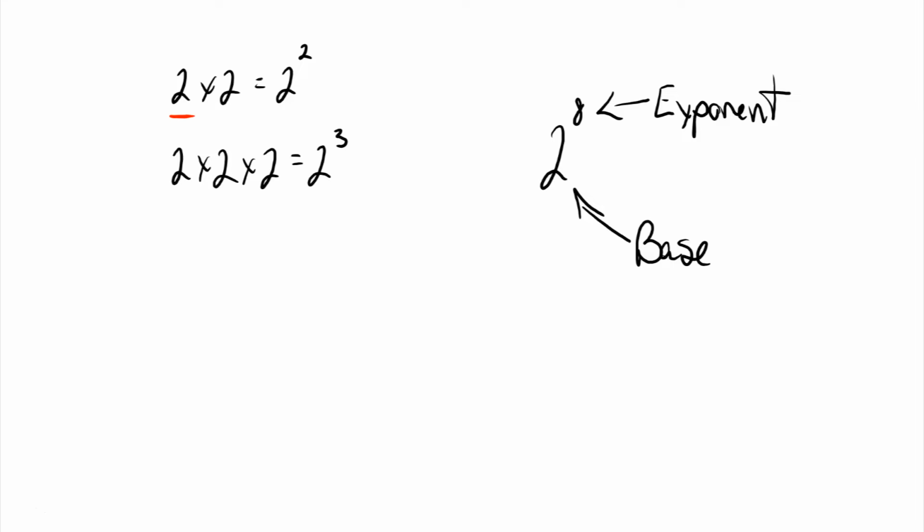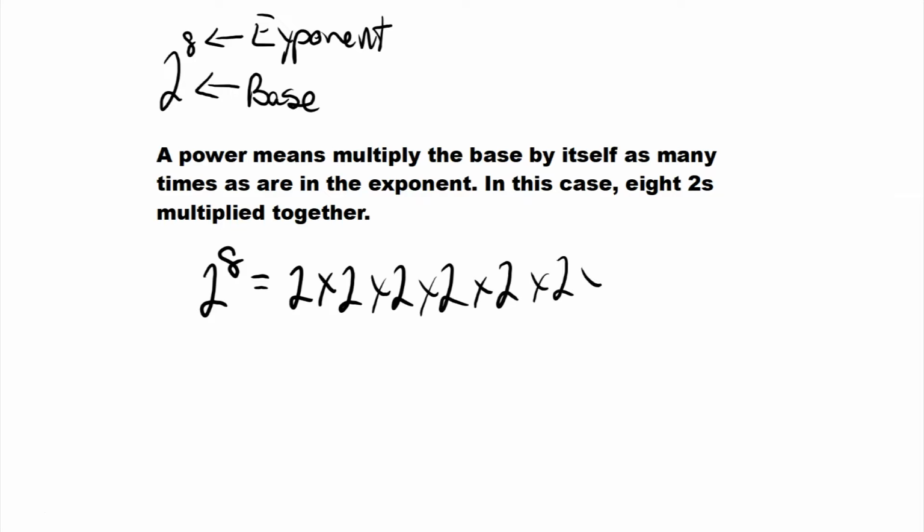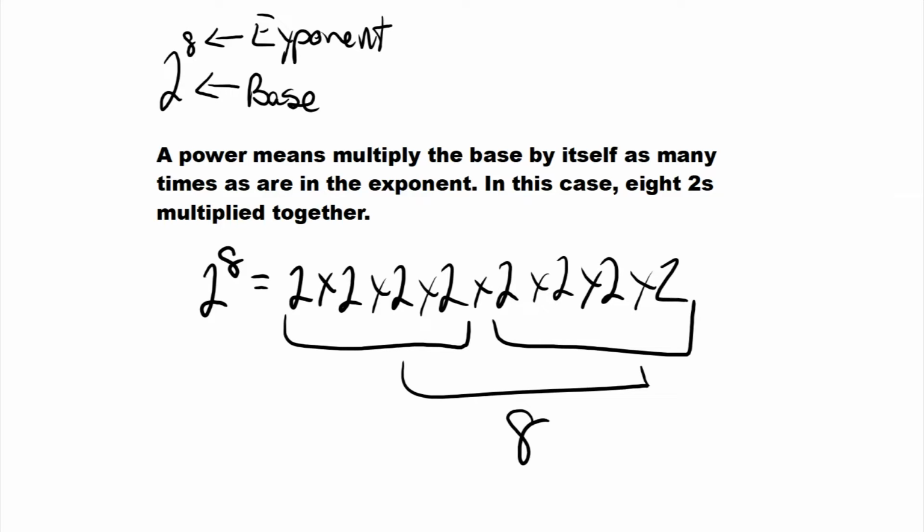So we've got a couple examples here. 2 times 2 is the same as saying 2 to the exponent 2, or 2 squared. 2 times 2 times 2 is the same as 2 to the exponent 3, or 2 cubed. A power means multiply the base by itself as many times as are in the exponent. In this case, we've got 8 2's multiplied together. So 2 to the 8th can be expressed as 2 times 2 times 2 times 2 times 2 times 2 times 2 times 2. So we've got a total of 8 2's.